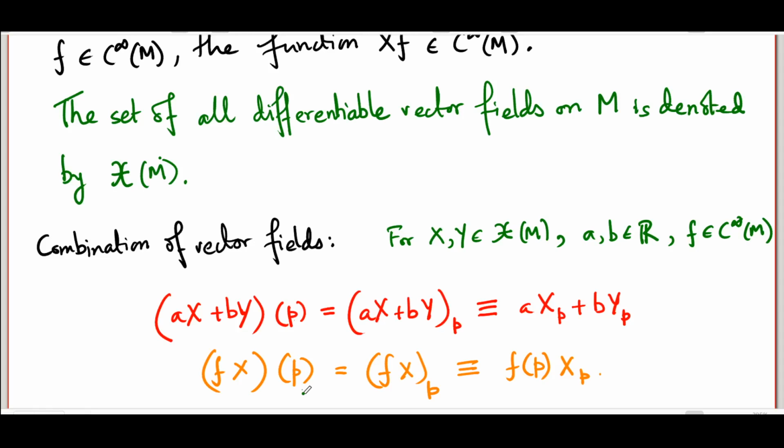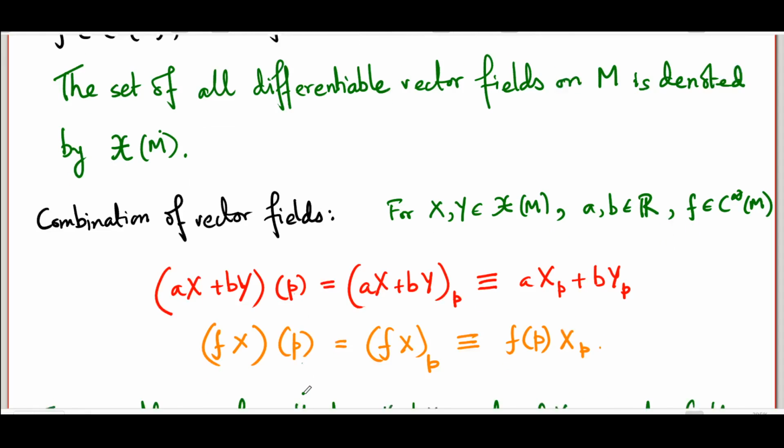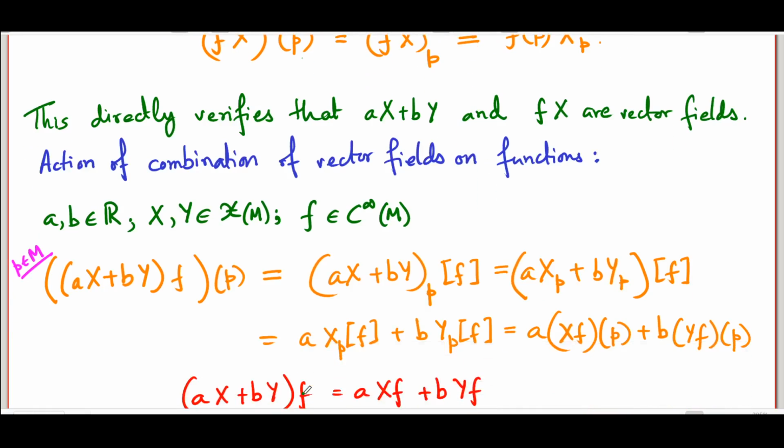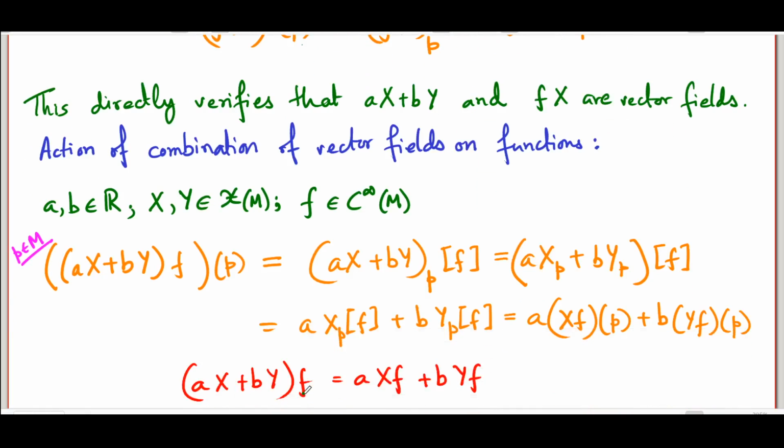Of course, this means that you can also think about these entities aX plus bY and f times X as maps which carry functions to functions. And because we are dealing with smooth vector fields, we expect them to carry smooth functions to smooth functions. Now, to verify what happens in this particular avatar of the vector field, the one which maps functions to functions, we just follow the definition.